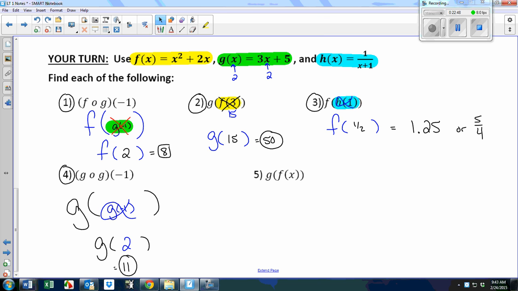All right, and I'm going to stop the video right there because that's the numerical side of composite functions. This last part, I'm doing it separate so that if you need to go back and watch it, you can go back and watch.